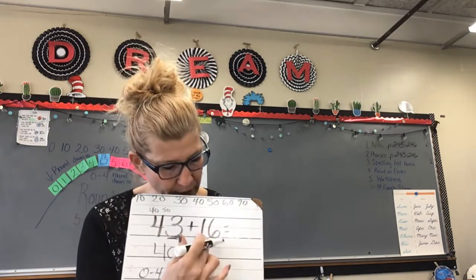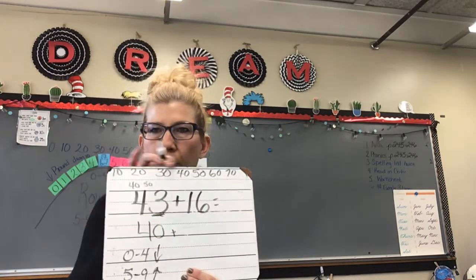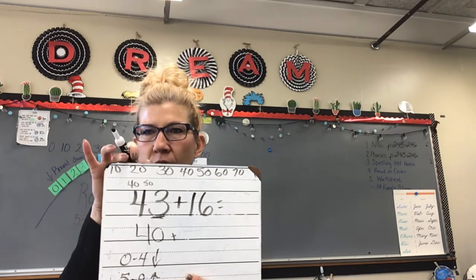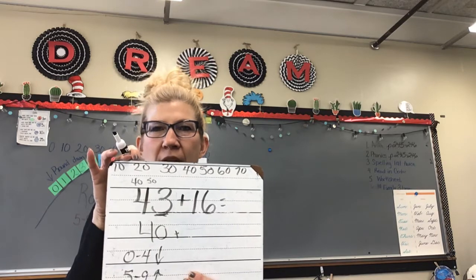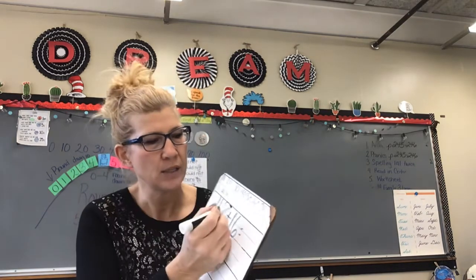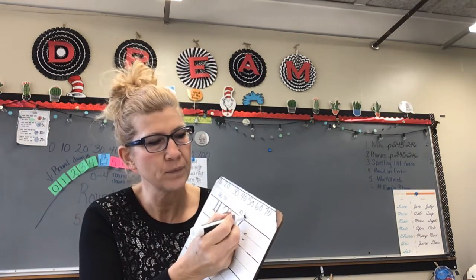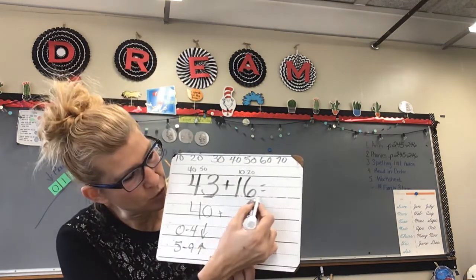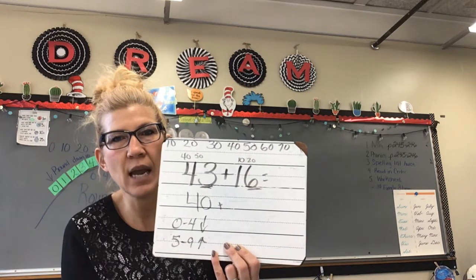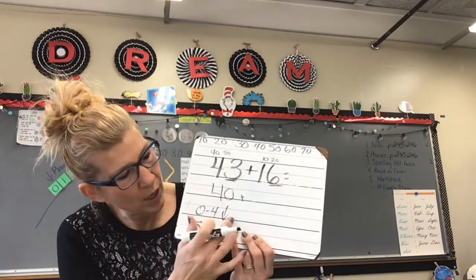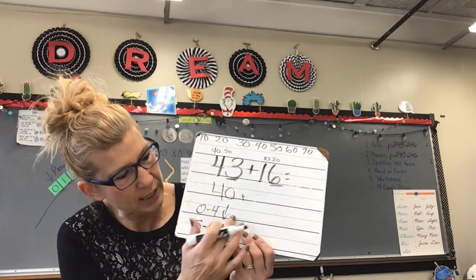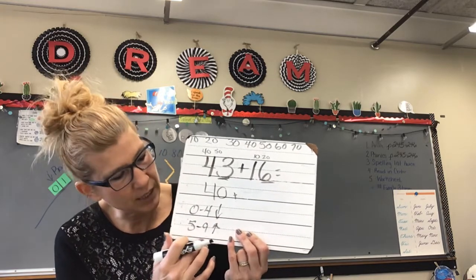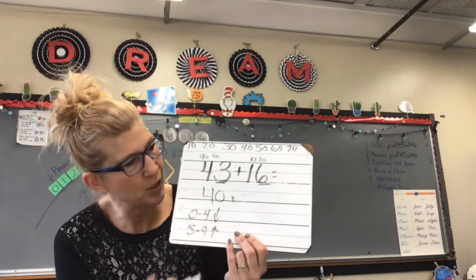and now we're going to look at 16. Where do you find 16 in our problem? 16 falls in between here, 10 and 20. So again, I'll write 10 and 20 above the 16. My next step is to underline the 6, and I have to decide, where would I find 6? Is it 0 to 4 or 5 to 9? 5, 6. And so it tells us I have to round up to the higher 10.